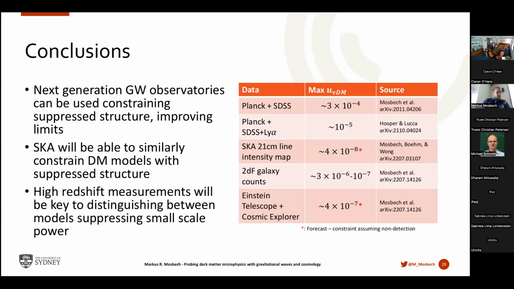So in conclusion, the next generation of gravitational wave observatories can be used to constrain suppressed structure formation, improving limits above what we currently have. Then SKA, when it comes online, will be able to similarly constrain dark matter models with suppressed structure, and high resolution measurements of the matter power spectrum will be absolutely vital if we want to be able to tell the difference between different types of model that lead to suppressed structure.